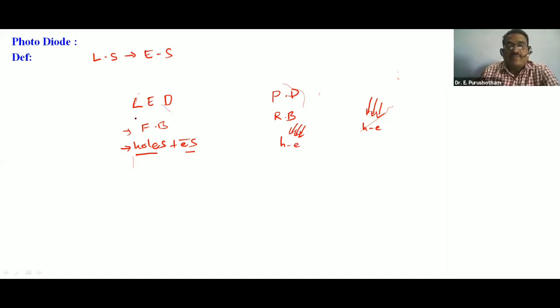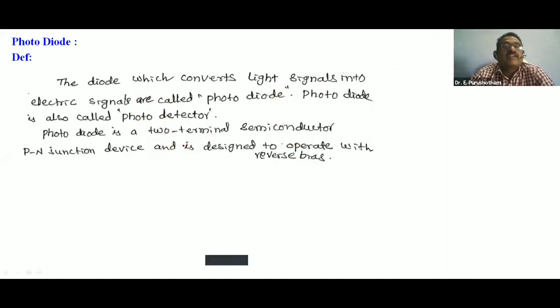In an LED, the diode is connected in forward bias. In a photodiode, it is connected in reverse bias. In the LED, holes and electrons recombine with each other. At the junction or depletion layer of a photodiode, the light is falling on the hole and electron pair, and these free carriers produce some current. So this is the principle, you can see clearly.